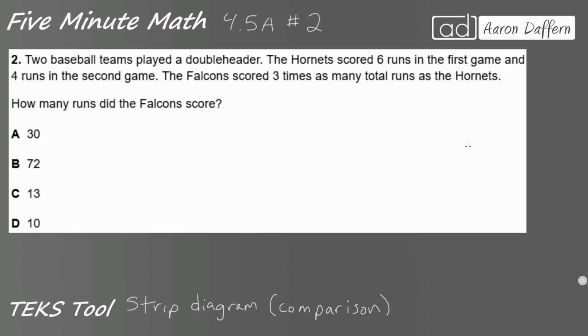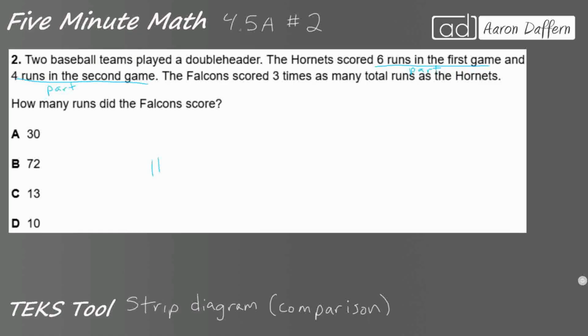6 runs in the first game. A doubleheader is when you play 2 games on the same day against the same team. So 2 complete baseball games. That's why we have 2 games. 6 runs in the first game, that looks like a part. And then 4 runs in the second game, that looks like another part. So it looks like we've got a part-whole relationship here. We need to add these two up.